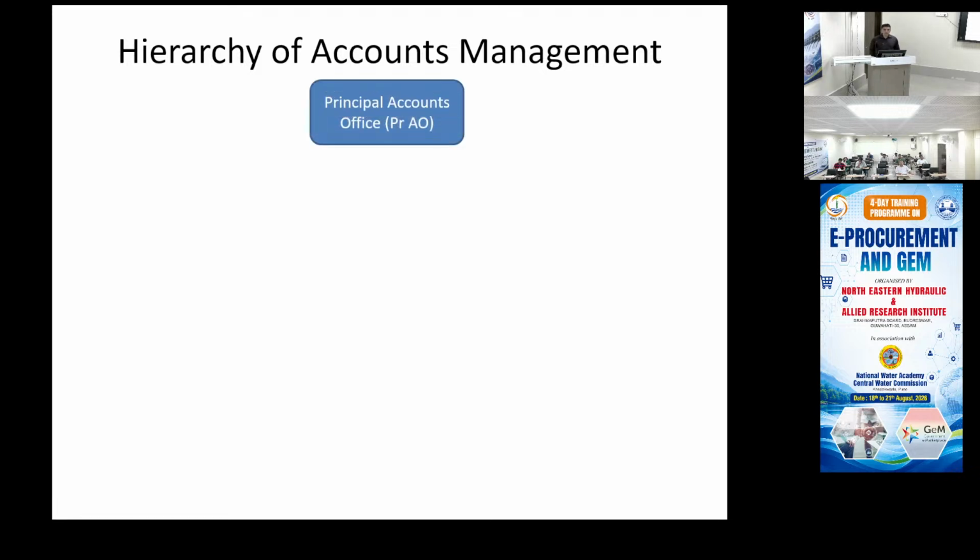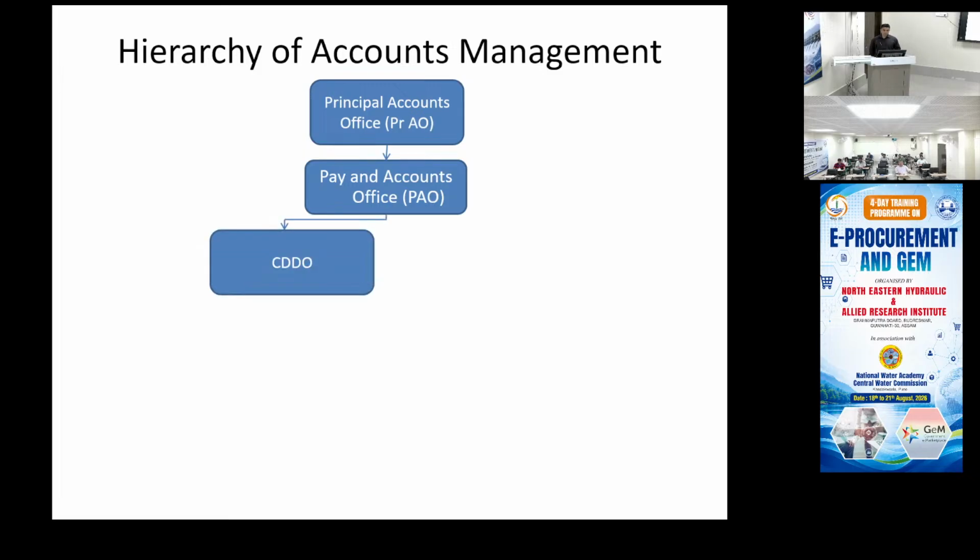So we'll see the hierarchy of accounts management in PFMS. There is a Principal Accounts Office, and every ministry has one Principal Accounts Office, which is headed by a Controller of Accounts, and each Principal Accounts Office has various PAOs under them. CWC has one PAO, Brahmaputra Board has one PAO, and CWPRS has one PAO.